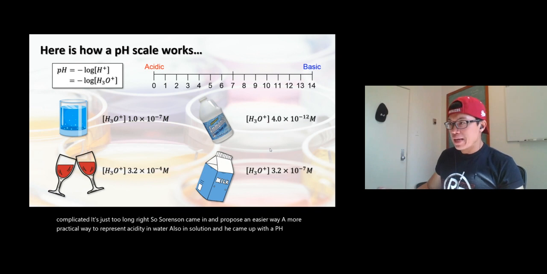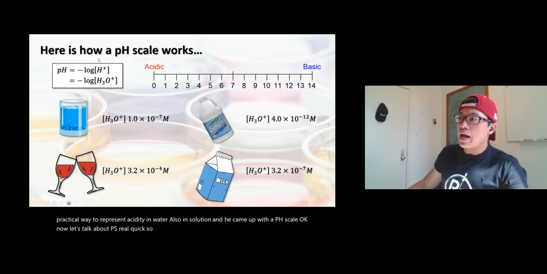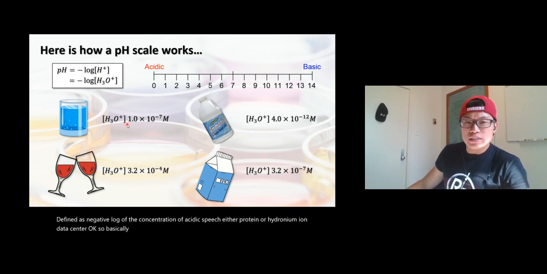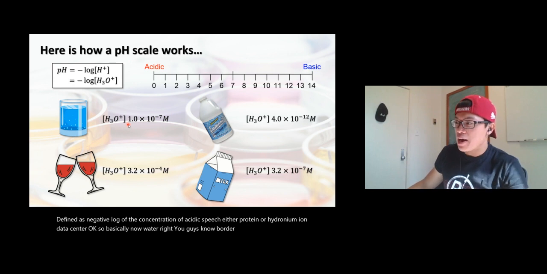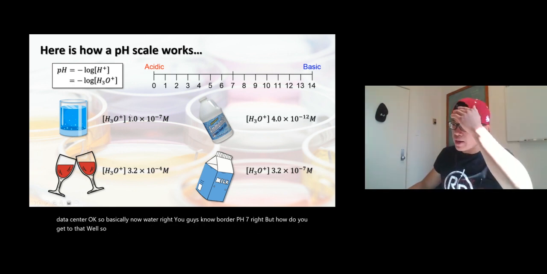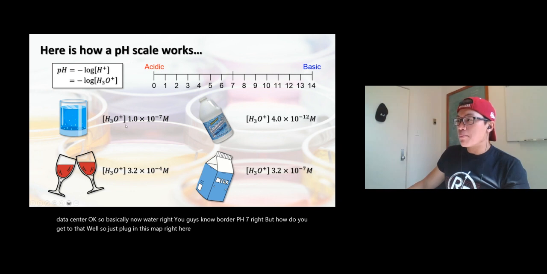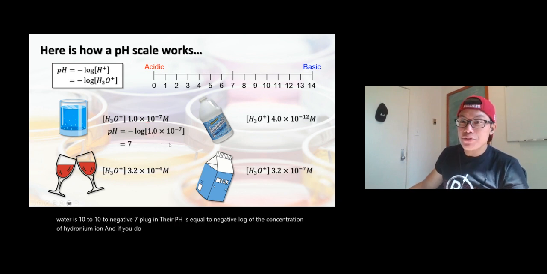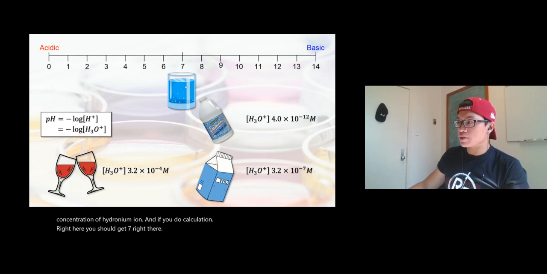Now let's talk about pH real quick. The pH is defined as the negative log of the concentration of acidic species, either proton or hydronium ion. They're the same thing. So take water. You guys know water has pH 7, but how do you get there? Just plug in the numbers. The concentration of hydronium ion in water is 10 to the negative 7. pH is equal to negative log of the concentration of hydronium ion, and if you do the calculation, you should get 7. So for water, I put in 7 right there.